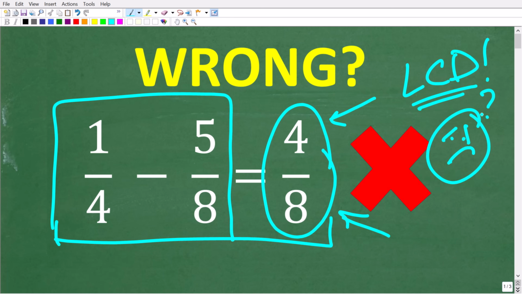But what I'm going to show you in this video is an absolute great shortcut that will give you the right answer every single time when you are adding and subtracting fractions, and you don't even need the LCD. And the great thing about this technique is you can even use it in algebra. Okay, so let's go ahead and get into this right now.